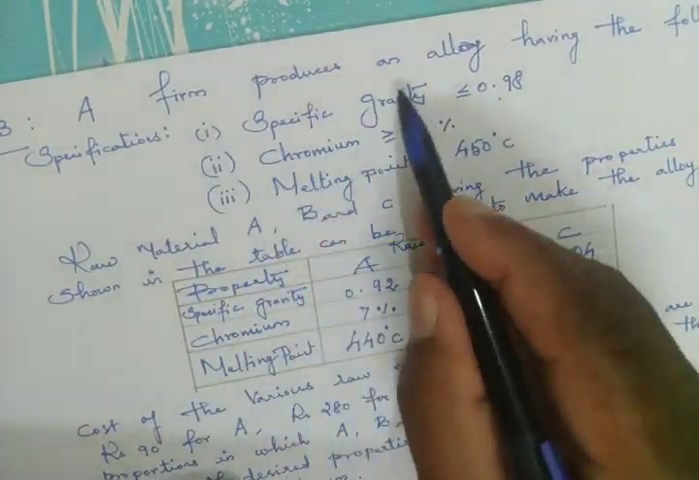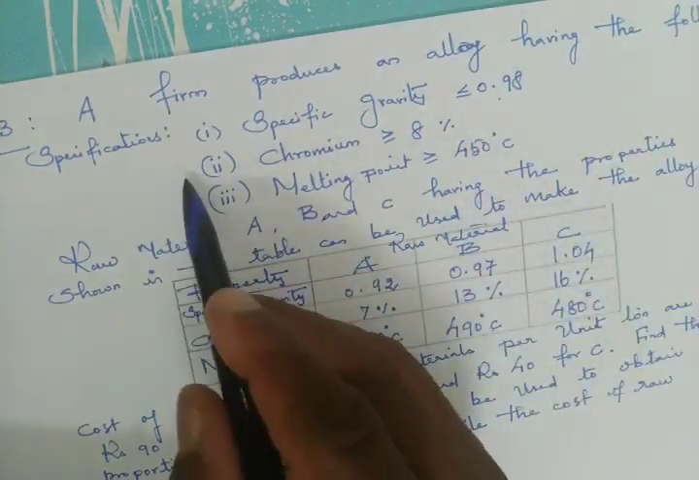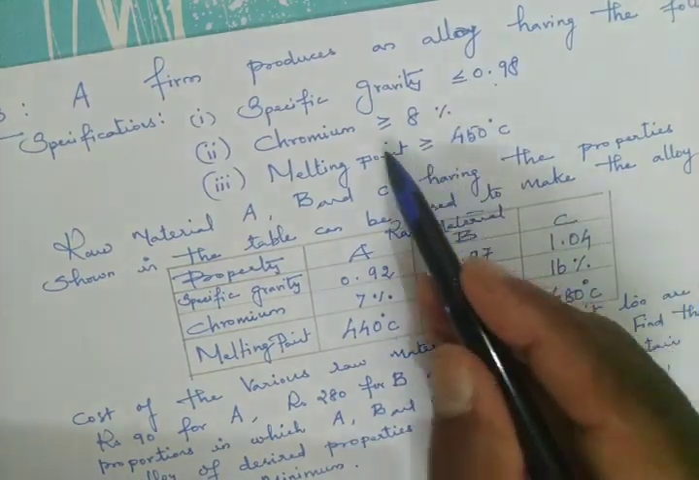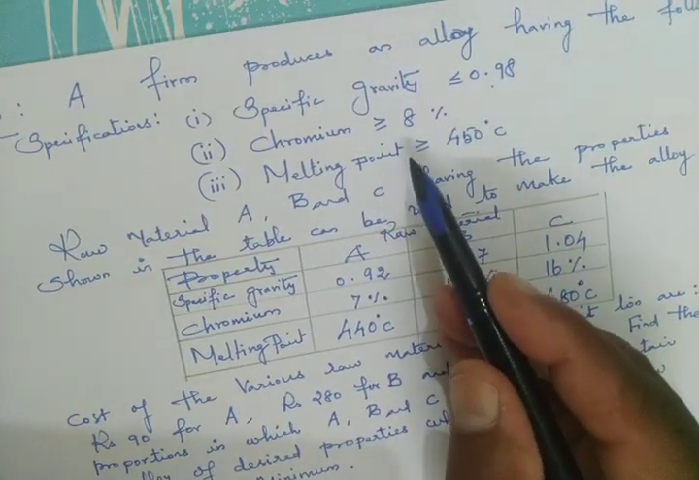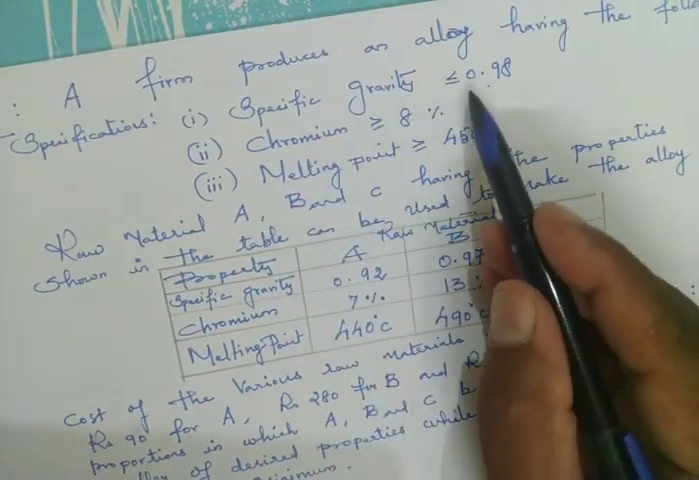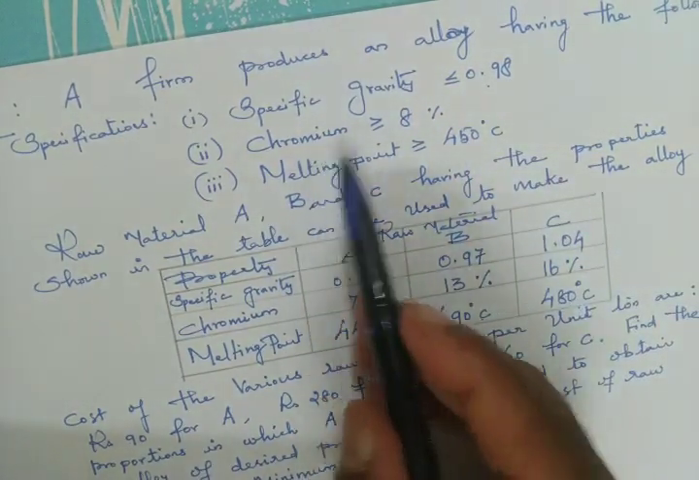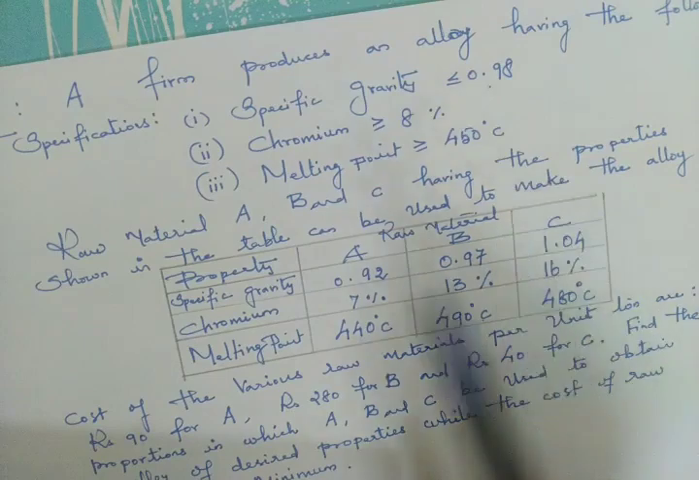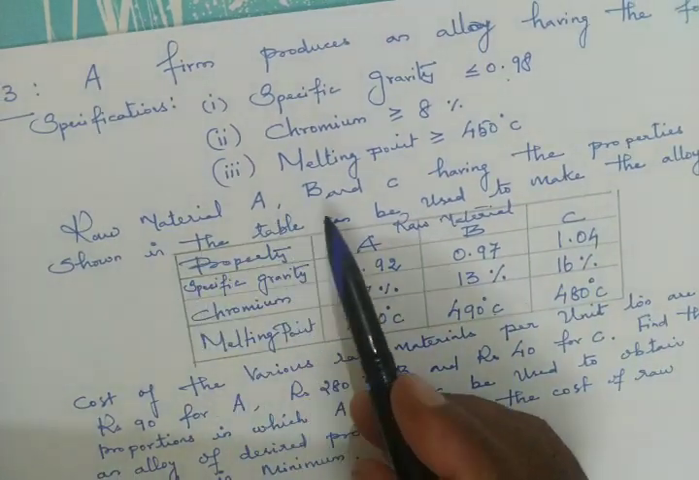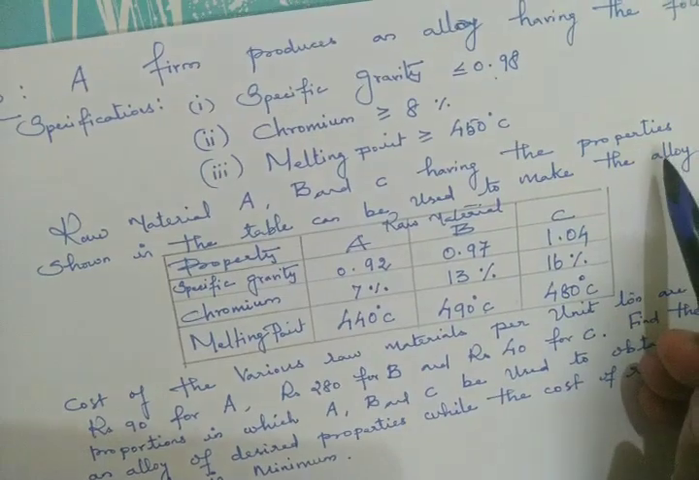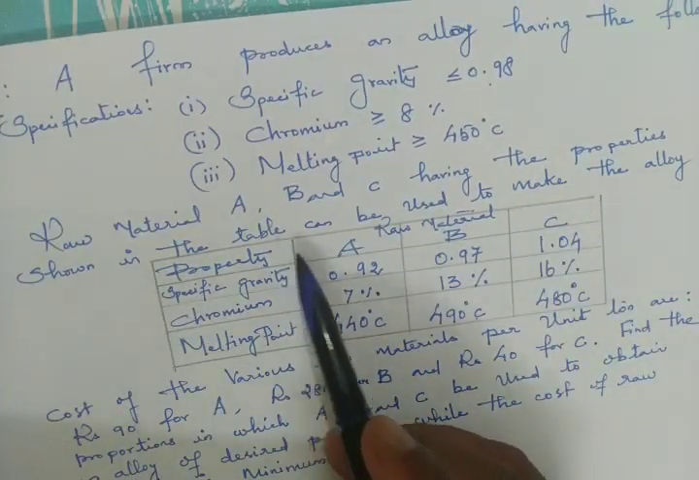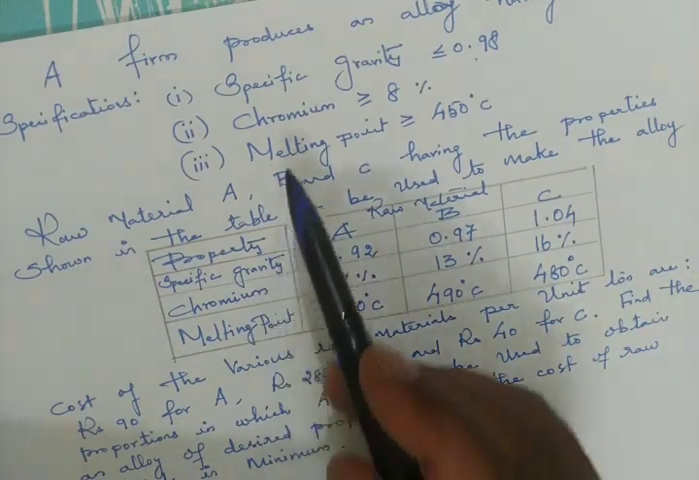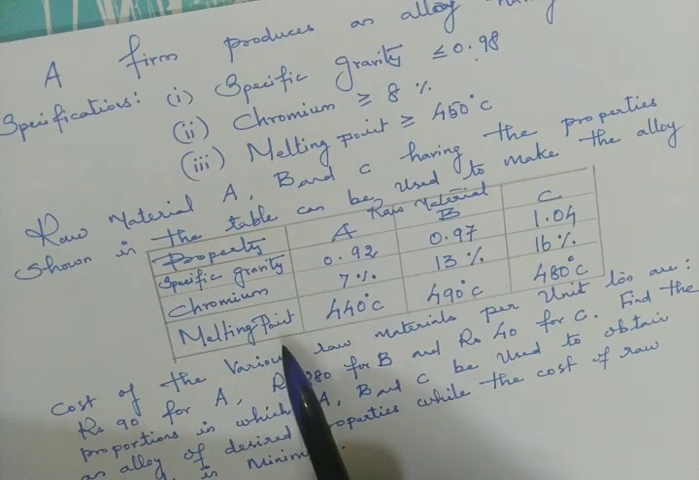FM produces an alloy having the following specification: specific gravity less than or equal to 0.98, chromium greater than or equal to 8%, melting point greater than or equal to 450 degrees Celsius. The constraint inequalities are very clearly given, so you can use the same. The raw materials A, B and C having the properties shown in the table can be used to make the alloy.